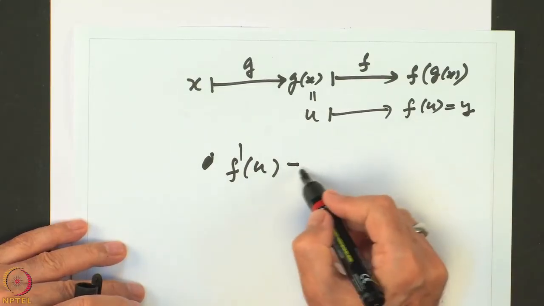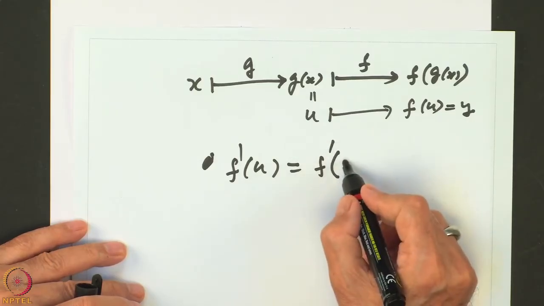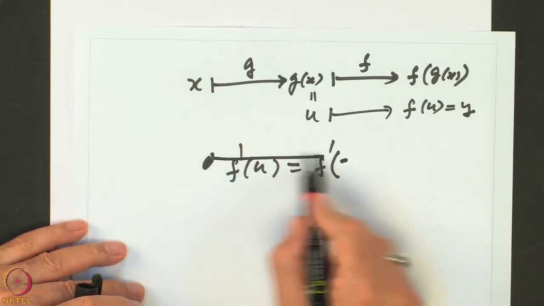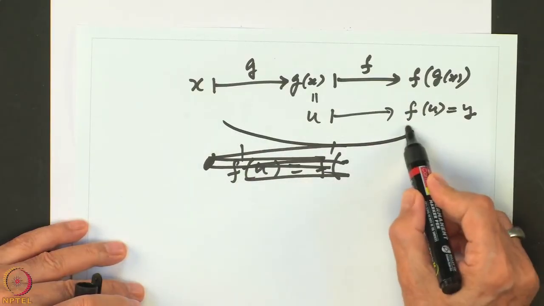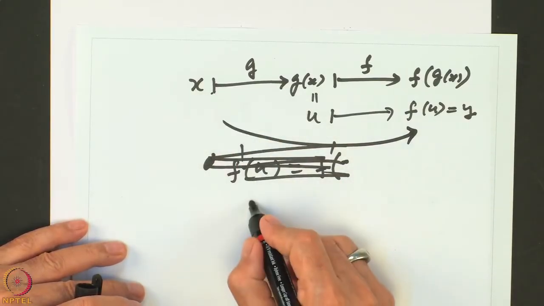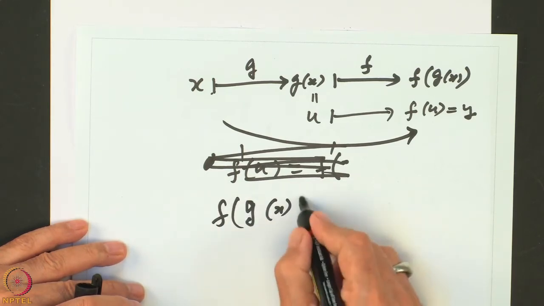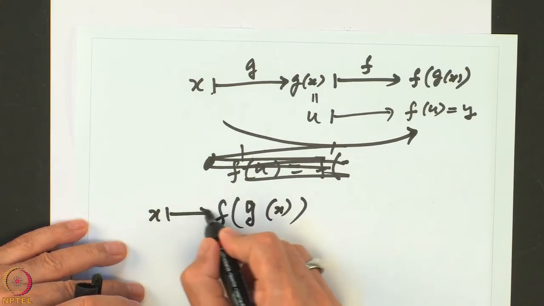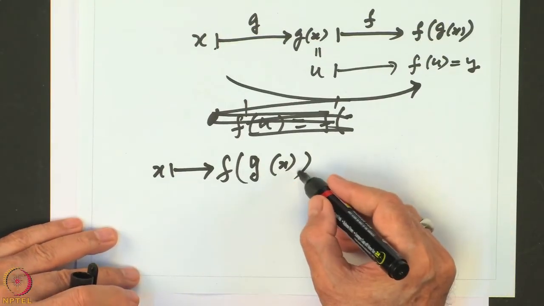F dash of u, that is same as f dash of... we want to calculate f. I have not written the composite function. So, what is the composite function? The composite function is you take x, apply g to it and then apply f to that. So, x goes to... that is a composite function, right? This is a function of one variable x.